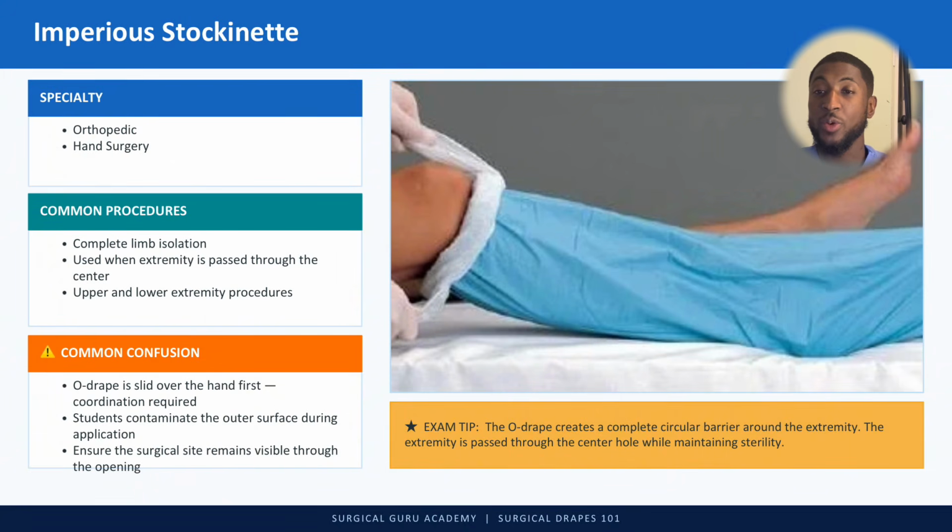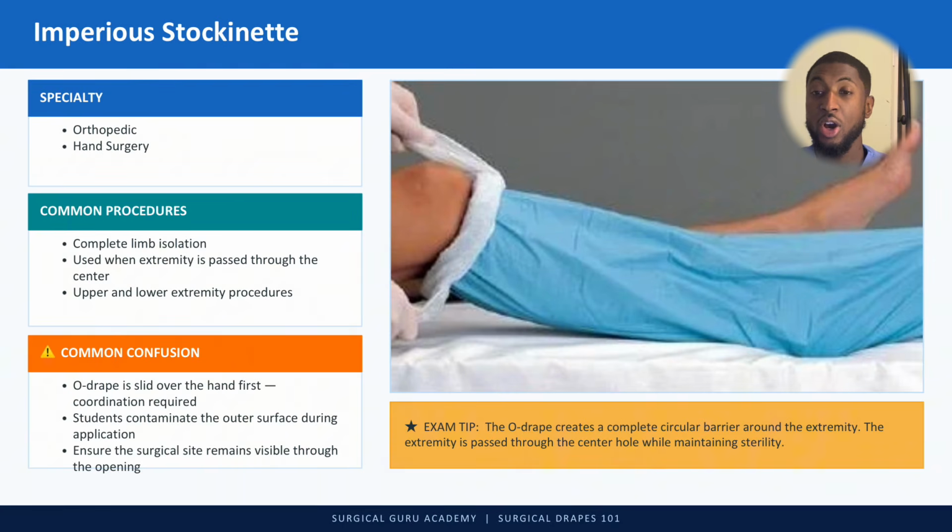Impervious stockinette. We've talked about this a bit. It is used in orthopedic and hand surgery. It is placed completely over the limb to isolate it. A lot of times it's wrapped in a Coban depending on exactly what you're doing. It's used when the extremity is passed through the center. It is used for upper and lower extremity procedures.